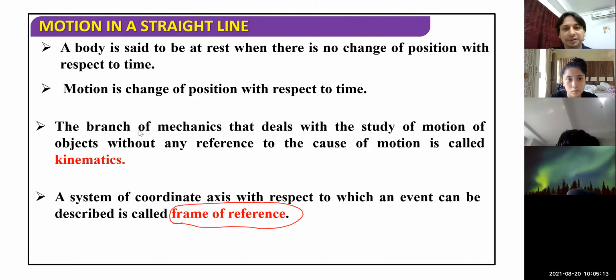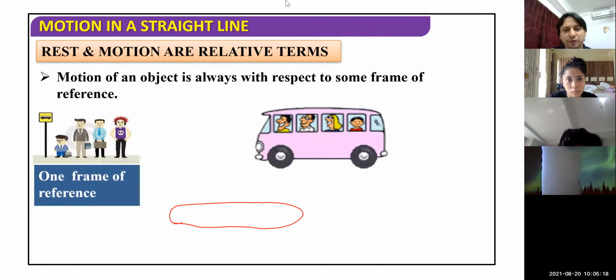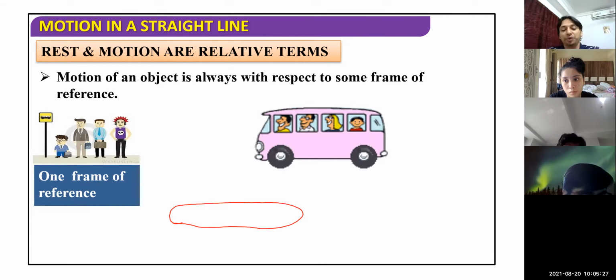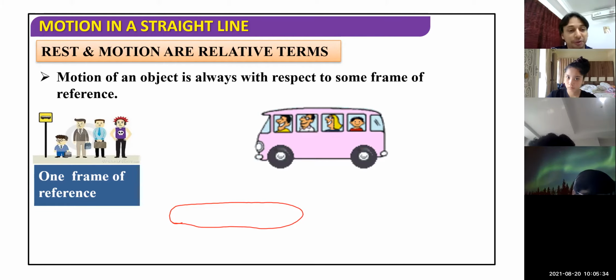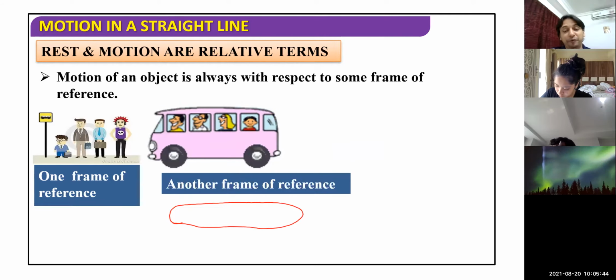Let me move ahead. We already discussed this point, children, that rest and motion are relative terms. Relative terms mean that one object in one frame of reference can be at rest, but the same object in some other frame of reference can be in motion. You can see here, in one frame of reference, the people are standing, waiting at the bus stop, and for them the bus and the passengers appear to be in motion. In another frame of reference, that is the view from the bus.